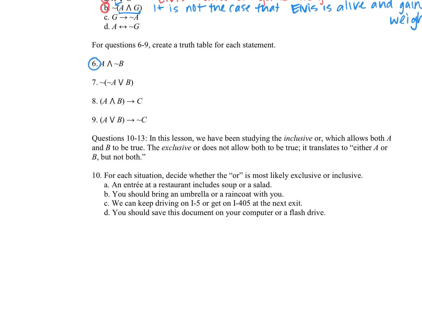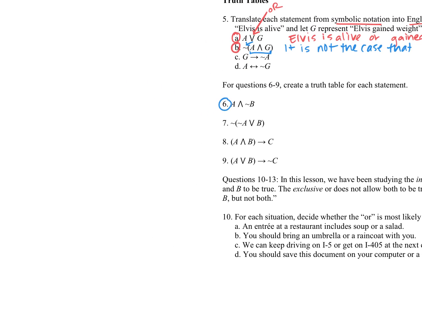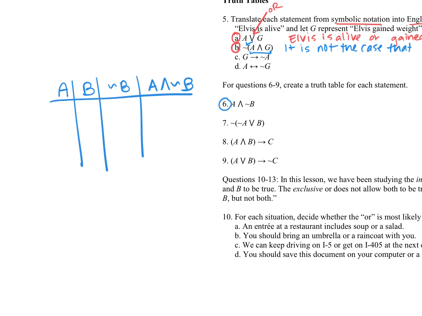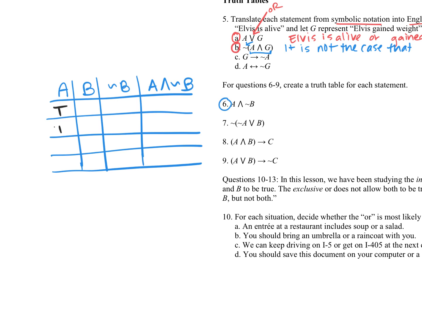So number 6, we want to create a truth table for that. So we know we have A and B as statements. We'll need to have a negation of B, and then we'll be able to combine those together. Since we only have 2 statements, that would be 4 total rows. And we'll put our first column, true, true, false, false, true, false, true, false. And so to negate B, just the opposite of that, so alternating, false, true, false, true.